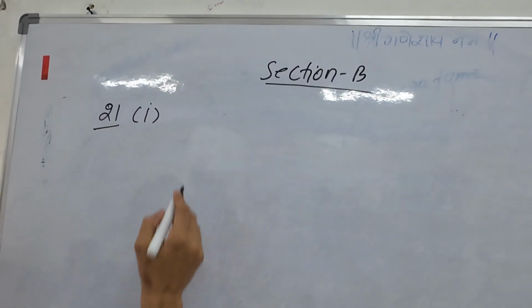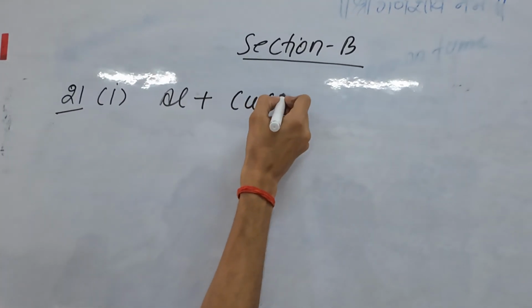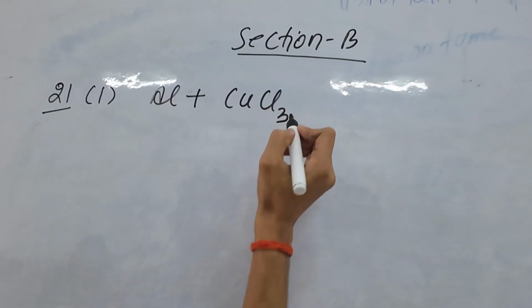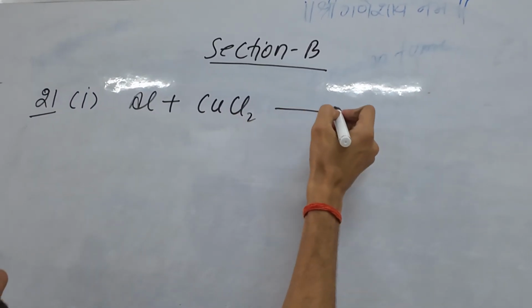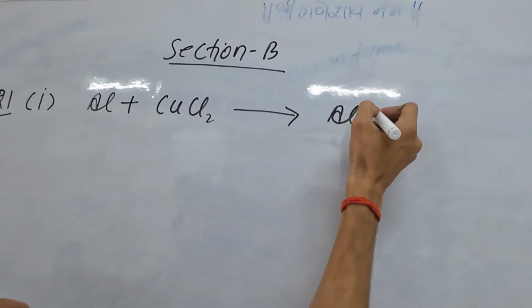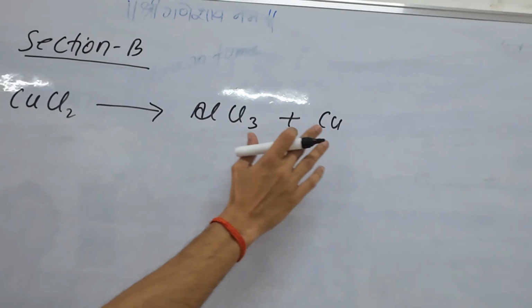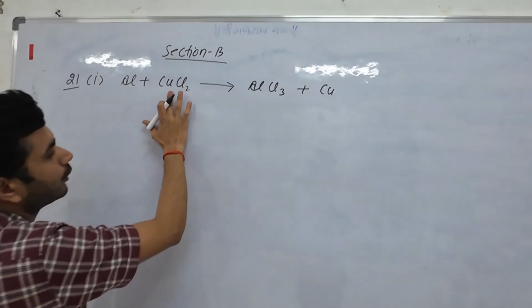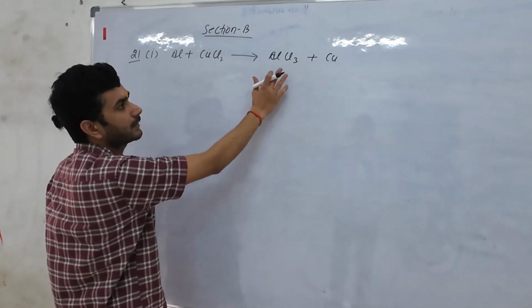In the statement it is given that aluminium reacts with copper chloride, CuCl2, to form aluminium chloride, that is AlCl3, plus copper. Why will it be like that? Because aluminium is more reactive than copper, so a displacement reaction will take place. Now what will we do? We will balance the chemical equation.